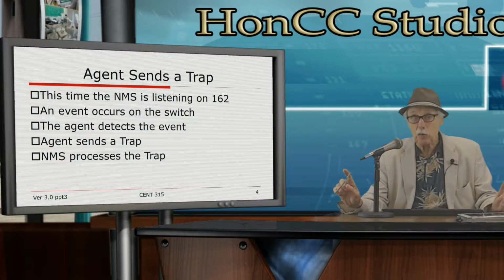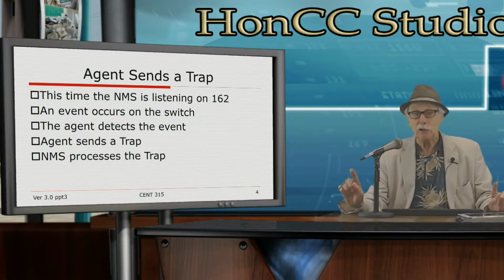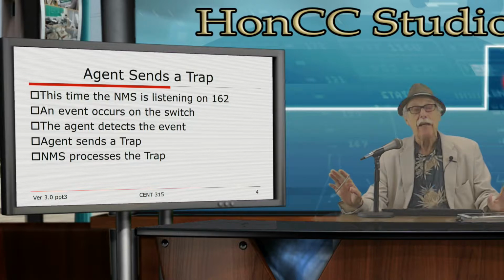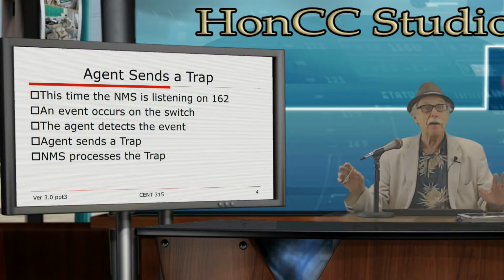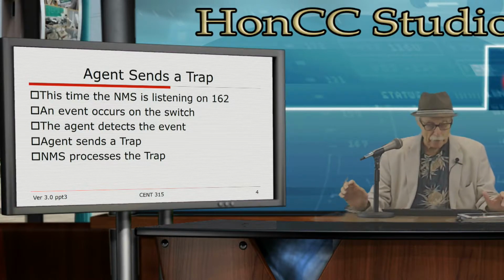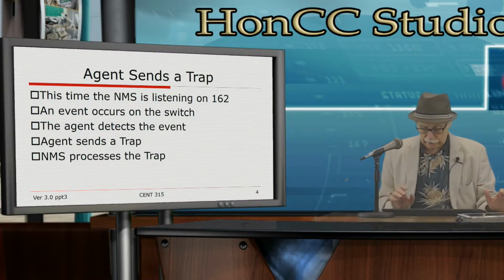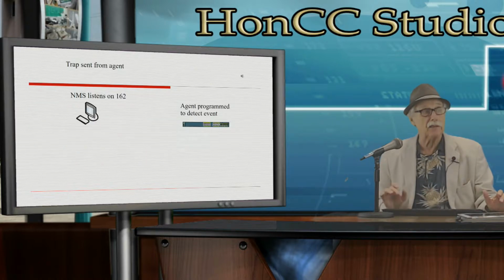Last time we used port 161 for polling, but this time for traps it's port 162 UDP, and the event occurs on the switch. The agent detects the event, it's programmed, it has the trap client set up, and it sends a trap. Now it sends it to a specific NMS. It's got to have the IP number on there. So the NMS processes the trap. So that's how we're going to look at that in lab 3. That's how that's going to work.